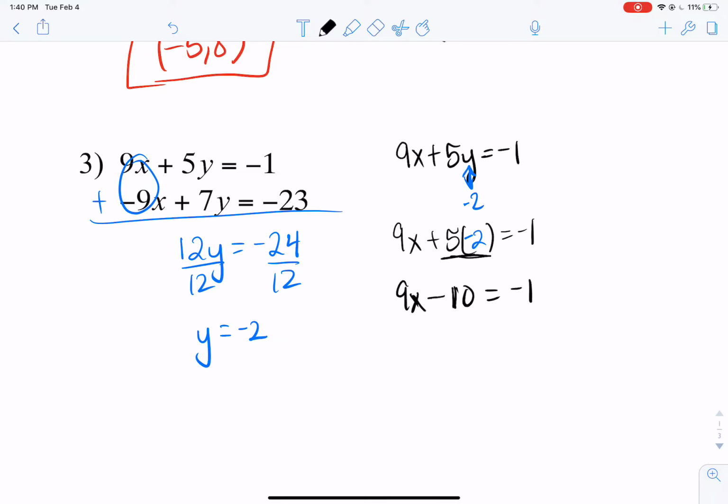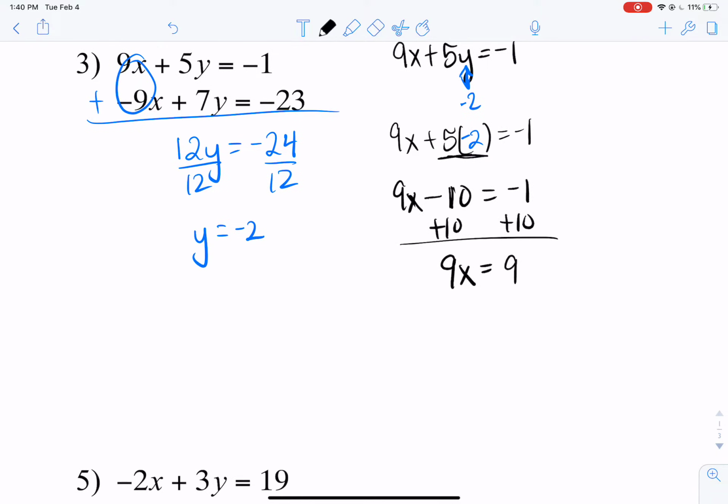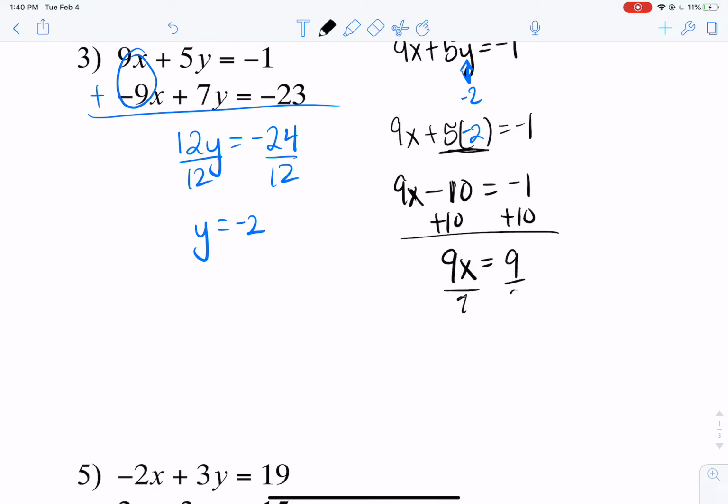Okay, so what we're going to do now is simply add the 10. So 9x is equal to 9. So when we divide by 9, x has to be 1. So our solution in the correct order is 1 and then negative 2. So that's your solution.